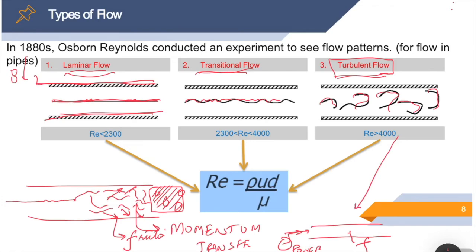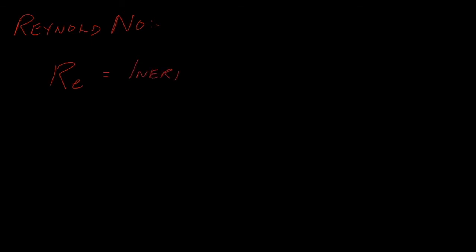So at which values of Reynolds number does the flow change? For a Reynolds number less than 2300, the flow is laminar. Between 2300 and 4000, the flow is transitional, and larger than 4000 is turbulent flow. So what is this Re? The question is, what is a Reynolds number and why does this number distinguish these flows? Reynolds number is denoted by Re, and it is equal to the ratio of inertial forces divided by the viscous forces.